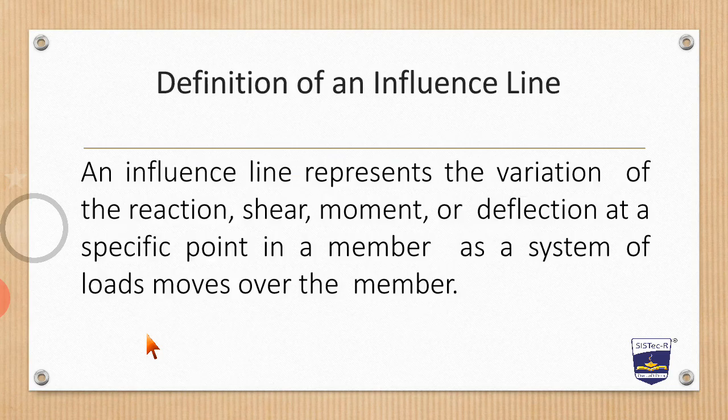So let us revise some previous topics which we have studied. Definition of an influence line. An influence line represents the variation of the reaction, shear, moment or deflection at a specific point in a member as a system of loads moves over the member. So we have seen that an influence line diagram provides the idea about the variation of different stress resultants such as shear force, bending moment or variation of support reactions at a specific section due to the movement of loads.